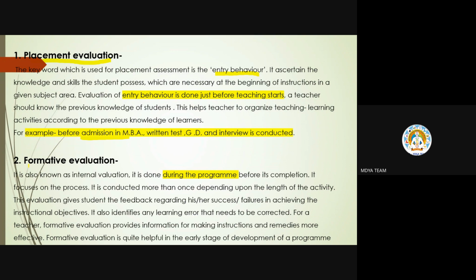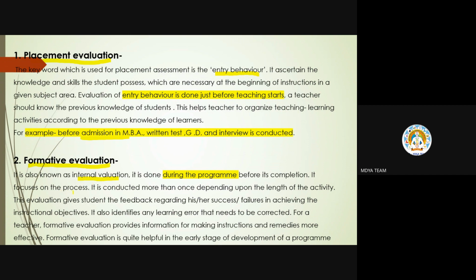Now the second is formative evaluation. I think you are familiar with this term. If you are not, there are many students at our home, like younger brothers, younger sisters, nephews, nieces, so formative assessments are always going on, summative are going on. Formative evaluation is done during the course, during teaching. It is also known as internal evaluation. It is done during the program before its completion.